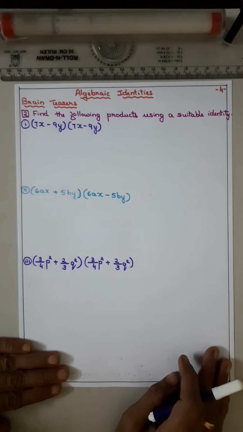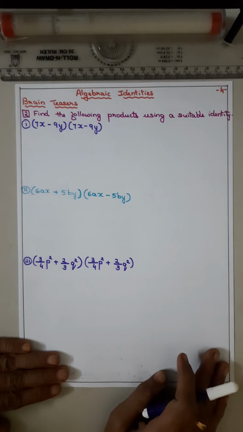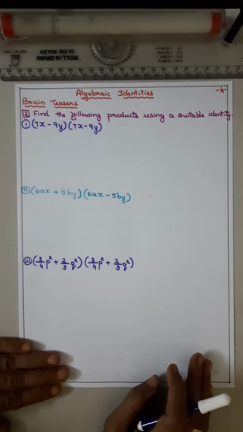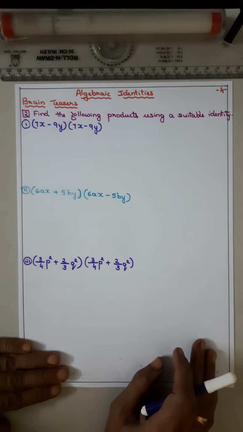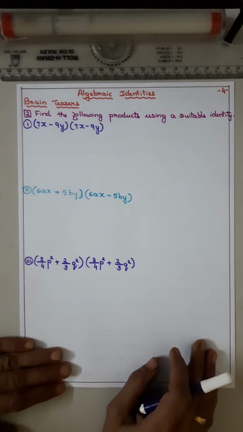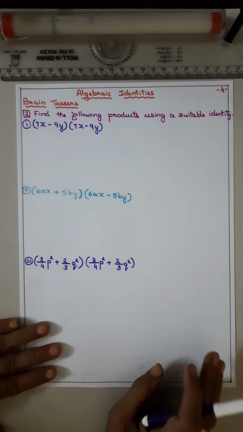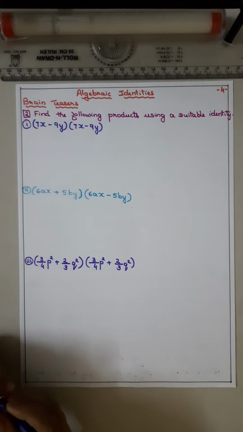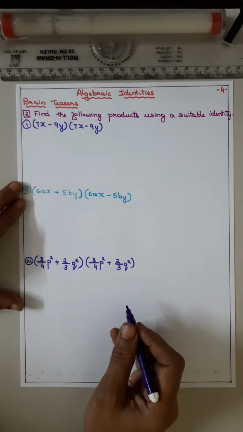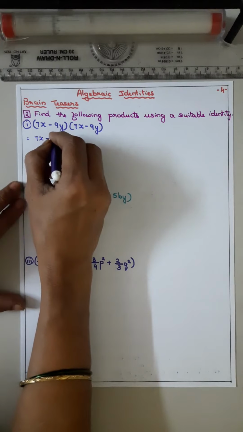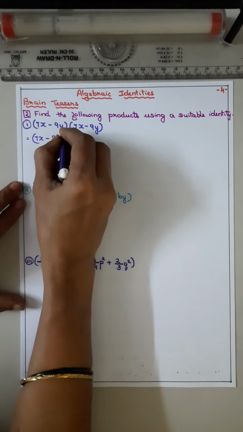Now coming to the second question, find the following products using the suitable identity. Now here onwards the direct questions like the different identities, use that and find the product or factorize and all. Now the first question is 7x minus 9y and 7x minus 9y. Two times same terms are there with the signs. So that means what? It became 7x minus 9y the whole square.